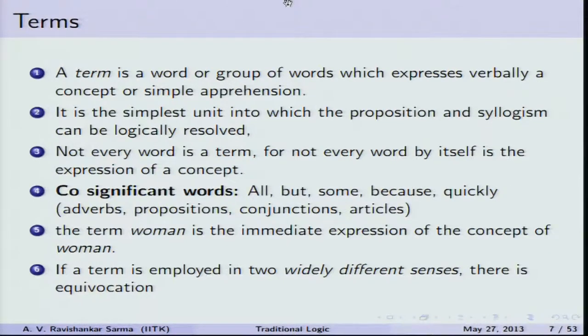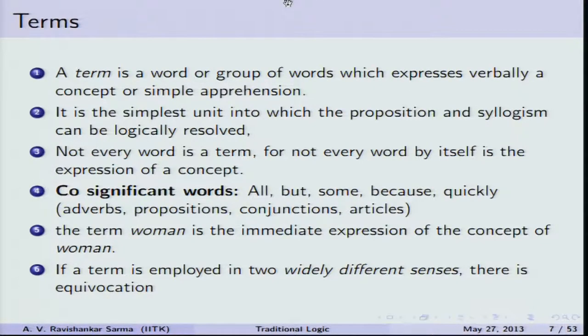You should note that not every word can be called a term. Suppose I say abracadabra, Timbuktu, etc.; they are not called terms, for not every word by itself is an expression of some kind of concept. In that sense, it is not called a term. But there are some co-significant words which can also be called terms, such as all, but, some, because, quickly. Sometimes they can be adverbs, prepositions, conjunctions, or articles such as the, an, a. For example, the term woman is an immediate expression of the concept of woman. These are some of the things which can come under the category of terms.